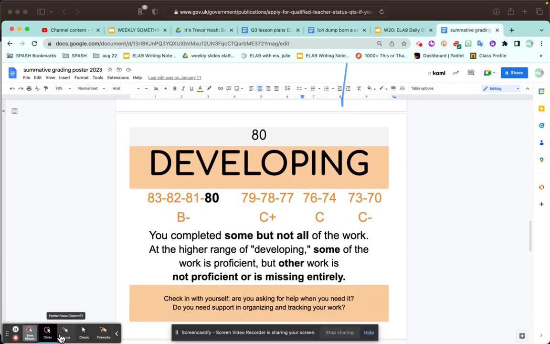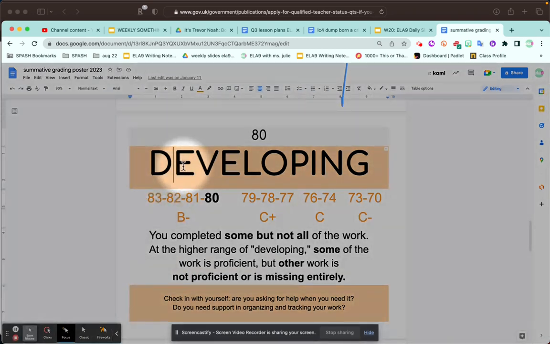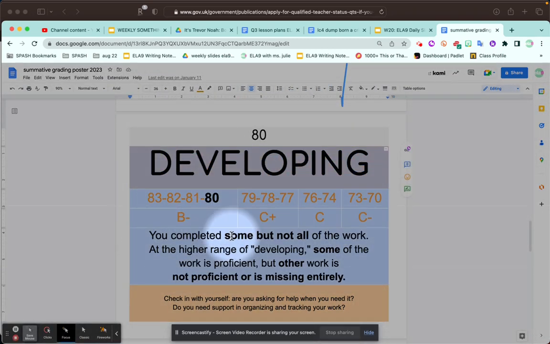And that's not to say that developing is bad, but developing usually means that you are on your way to understanding it. You maybe didn't do all the work, and so your skill level is developing. Some things might be proficient, but other parts of the work are not. So, in a whole project, it would just be like not quite there to show me that you have a solid understanding of what you're supposed to do.